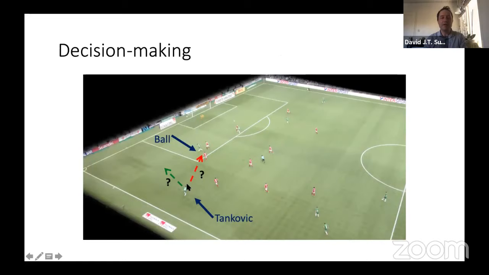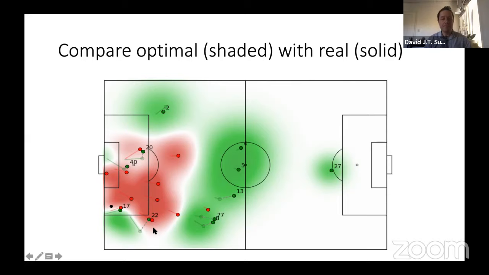And from a pitch control point of view, this isn't the optimal thing to do, because there's already five players there controlling this area. There's two Hammarby players who can come in and control some of the area over here. So what he should really do from a pitch control perspective is take that run. And you see that here by comparing his real positioning, he made the run in here, with his simulated positioning. If he was trying to optimize pitch control, he should have run to here because then he'd control all of this area. So we can actually compare the optimal positioning, the shaded ones, with the real positioning suggested from the model.